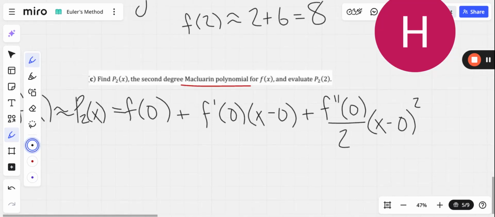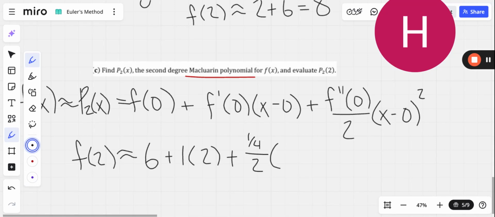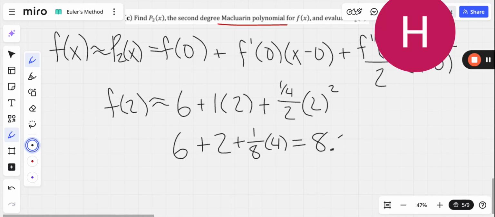So we're going to say that f of 2 is approximately f of 0, which is 6, plus f prime of 0, which is 1, times x, which is 2, plus f double prime, which is 1/4 when x equals 0, over 2 times 2 squared. So this is going to be approximately 6 plus 2 plus 1/8 of 4, which is just a half. So this is 8.5. This Maclaurin polynomial actually got us pretty close.